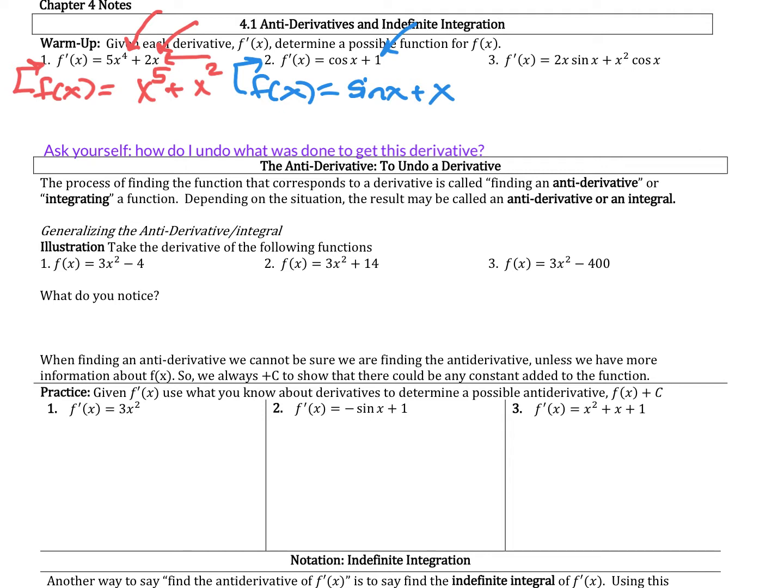Number 3 is challenging, and I'm going to give you a hint if you haven't tried this already. This looks like the result of a product rule since I have this plus sign here. So knowing that, see if you can try and work backwards to get there.